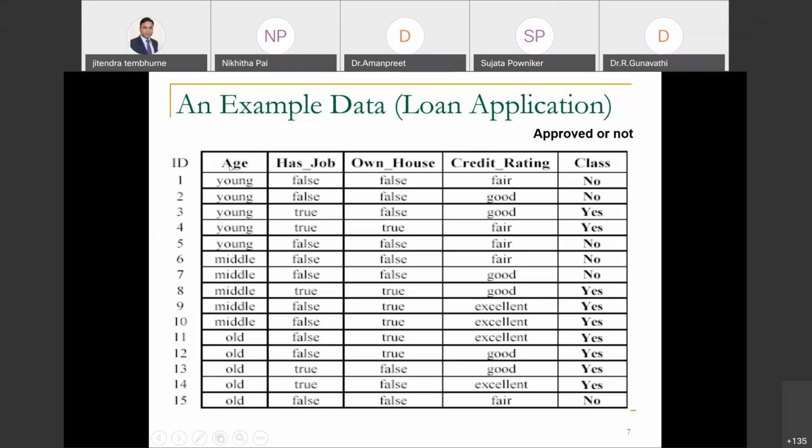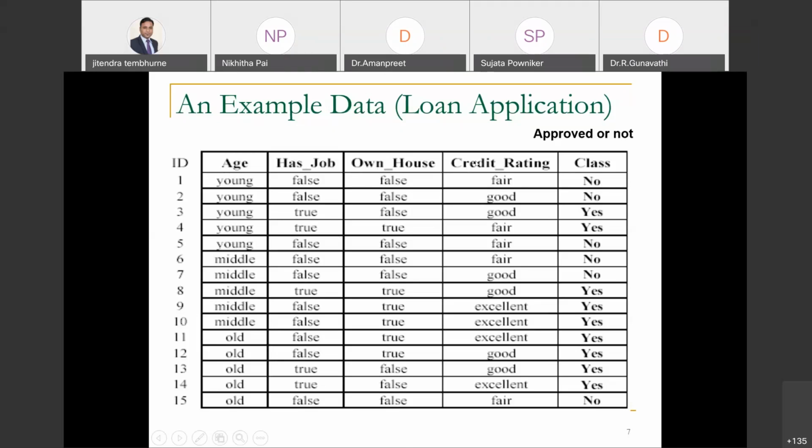Thanks. Age, has job, own house, credit rating, and class. This is the class which I was talking about. If you read the first row, which is one record, with respect to this class, no. That means the application of that particular applicant is rejected. He is not going to get any kind of loan. So the bank or the organization that wants to collect this data has to decide what those parameters could be. The parameters in this case are four: age, job, own house, and credit rating.